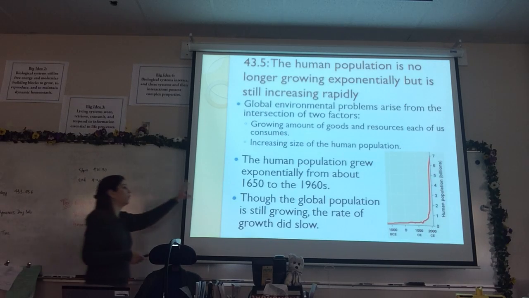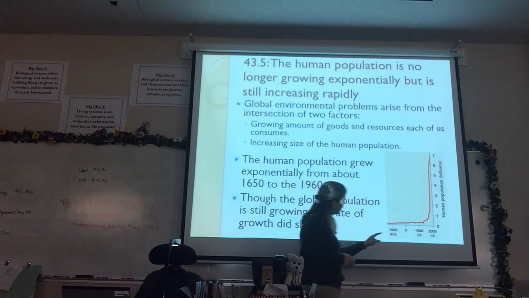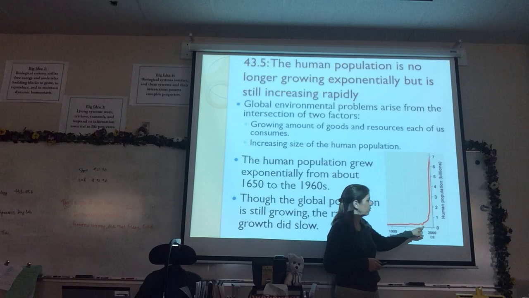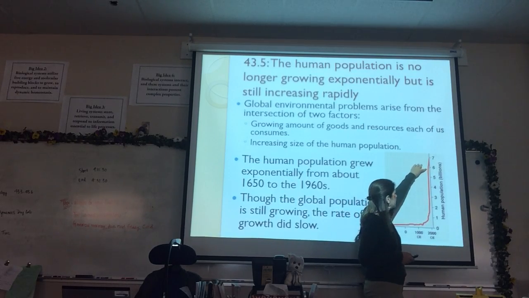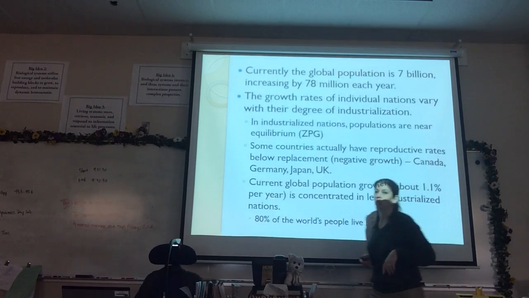We grew exponentially from about the 1650s to the 1900s. But what happened here? You guys know? Not a war. The Black Plague. Bubonic plague, yeah. There was the plague. Okay, here we are. See how here in the 1960s is when we stopped growing exponentially. We're still growing a lot, but it's not exponential anymore.